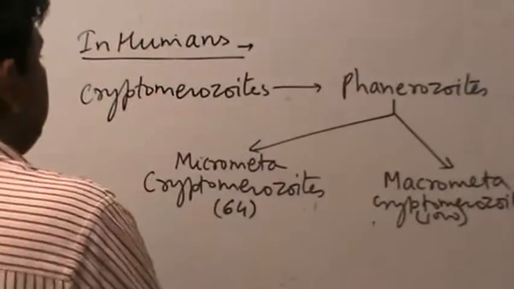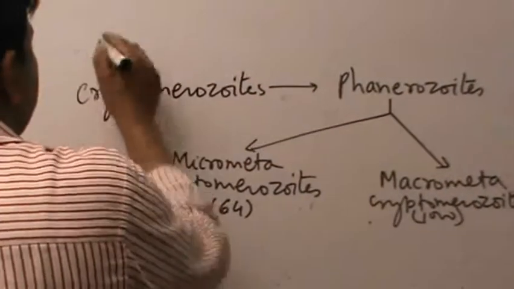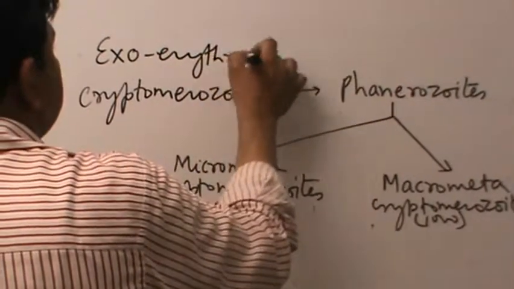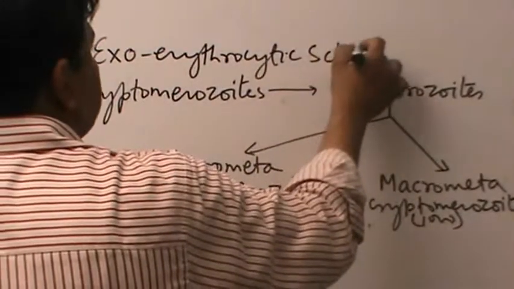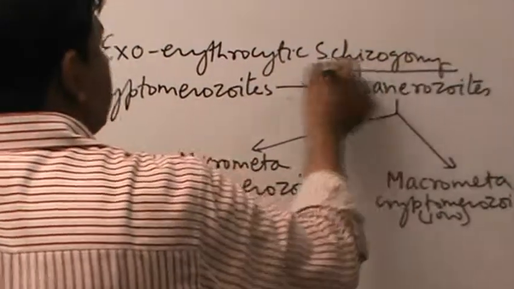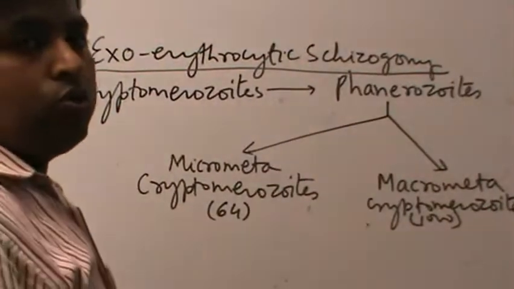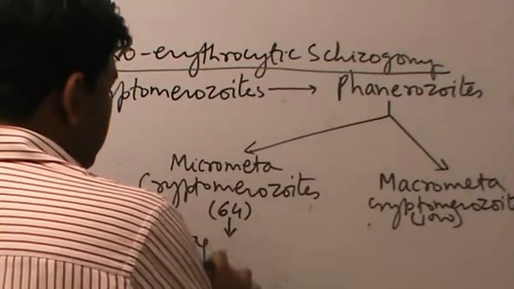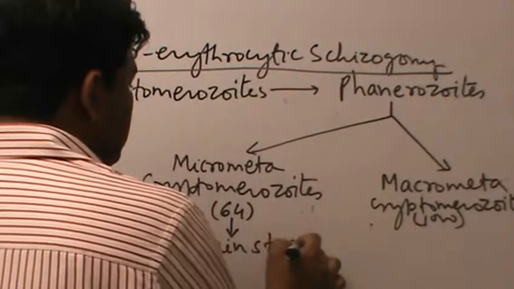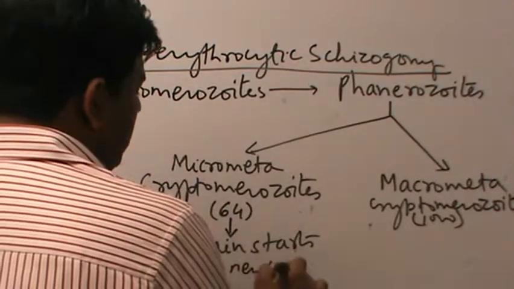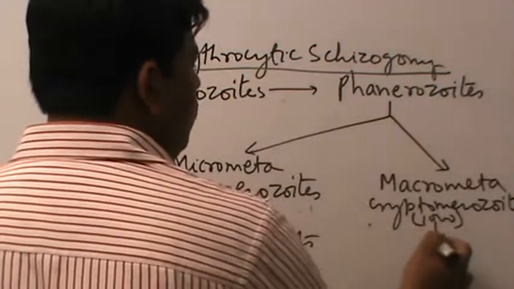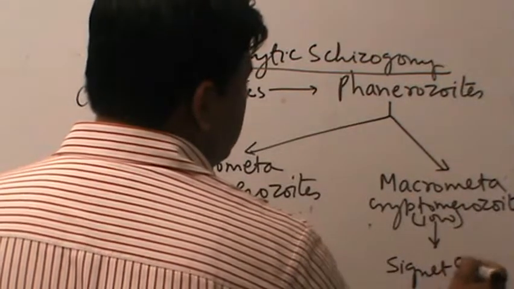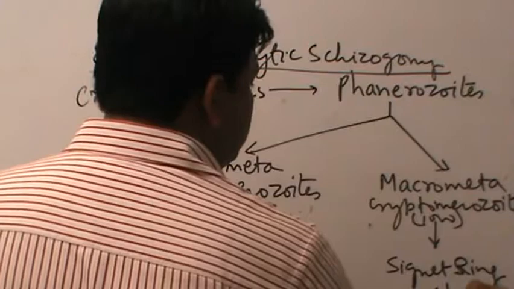This stage is known as exoerythrocytic schizogony. Now this will again start a new cycle, and this will undergo the signet ring stage. Signet ring stage.